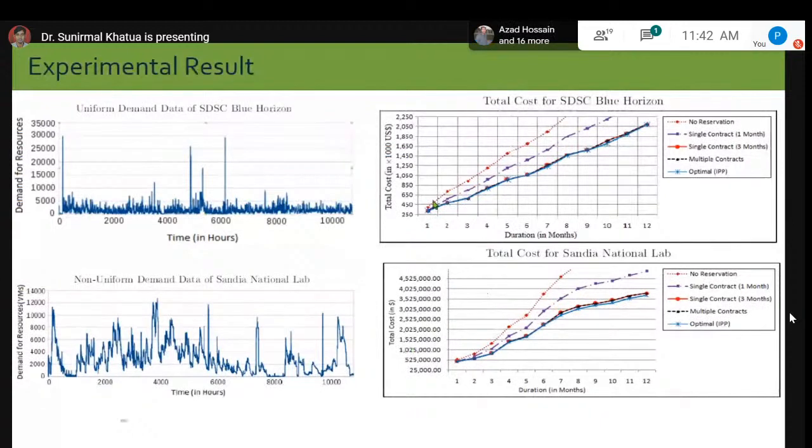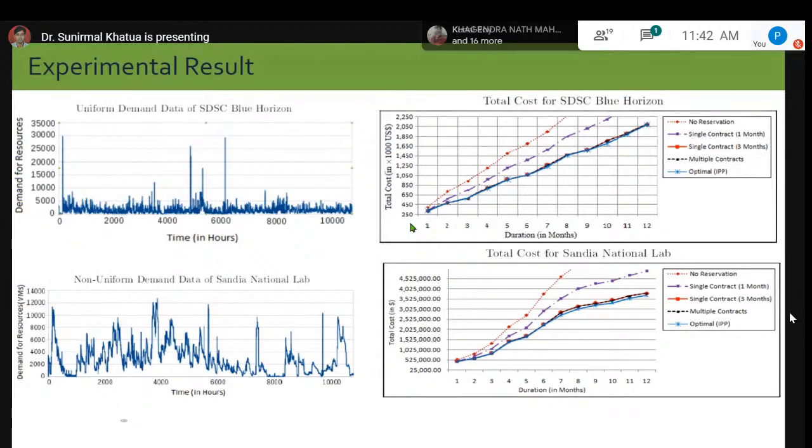If you see, the top line is basically no reservation. That means you satisfy all the demands from on-demand instances itself, using the normal virtual machines that I showed you in the hands-on sessions, only launching all the virtual machines and running them. So this is the total cost, in units of 1,000 US dollars, so you can see the $1 million you need for running for 1 month or 3 months.